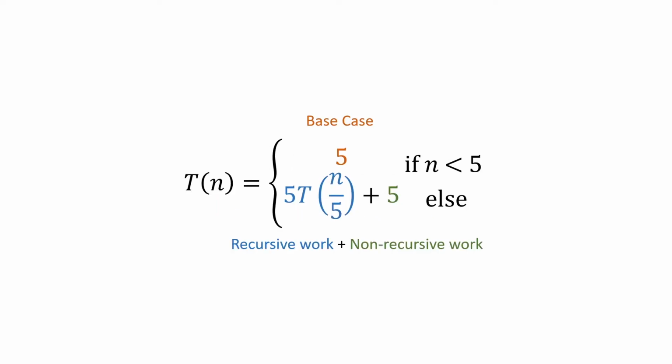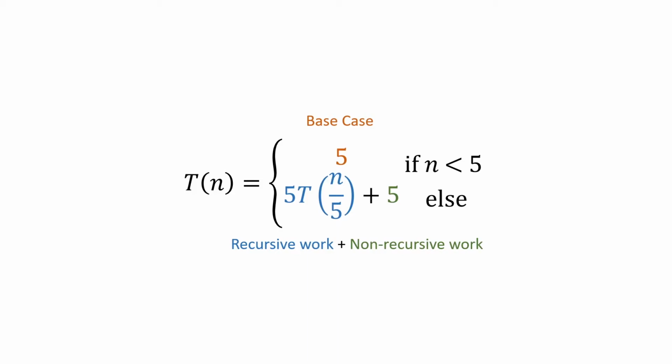So a recurrence is a piecewise function that has a base case and a recursive case. And for each of our cases, we can see the amount of work done in each case and under what conditions our case will be called. So here at the top, we have our base case, which is called when our n value is less than 5, and we do 5 calculations in this case.